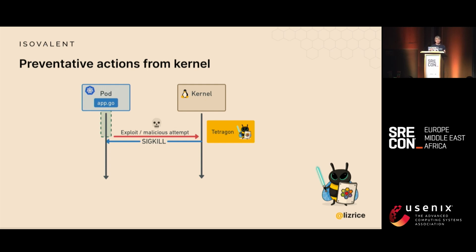Something that we can do with Tetragon, and this has only been possible in relatively recent versions of the kernel, because eBPF continues to evolve in the kernel, we have the ability to not just filter events inside the kernel, but also potentially stop them by sending a kill message from within the kernel to the process that's behaving badly.